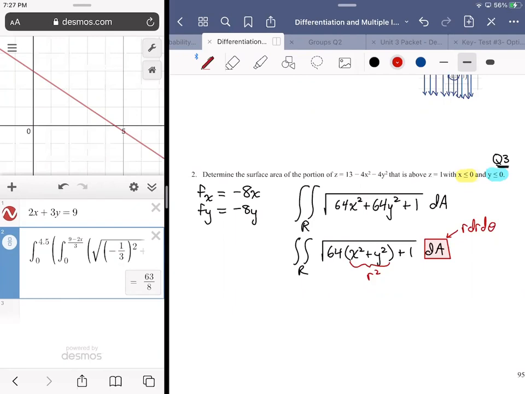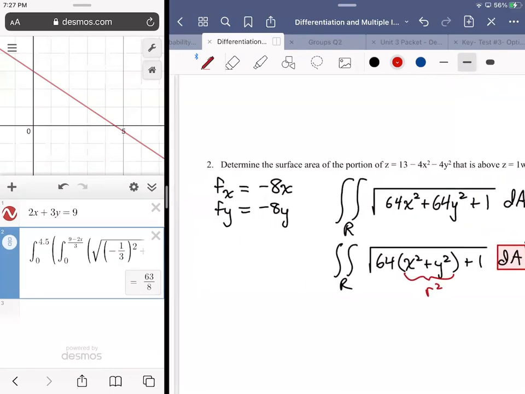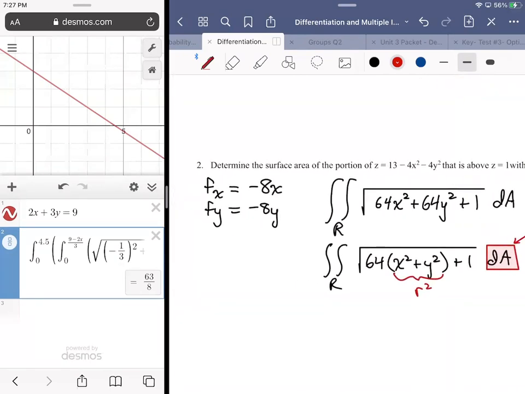So what we would want to do is figure out the projection of this surface onto the plane z equals 1. So what we're going to do is solve the system, z equals 1 and z equals 13 minus 4x squared minus 4y squared. So therefore we're looking at 1 is equal to 13 minus 4x squared minus 4y squared.